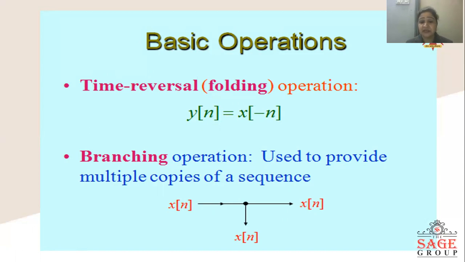Signal becomes the mirror image of each other. That means y[n] will be the mirror image of x[n]. Whatever the values of the signal at positive values of n, y[n] will have the same values at negative values of n. So this operation is known as folding operation or time reversal operation. Now, branching operation, which is used to provide multiple copies of the signals.